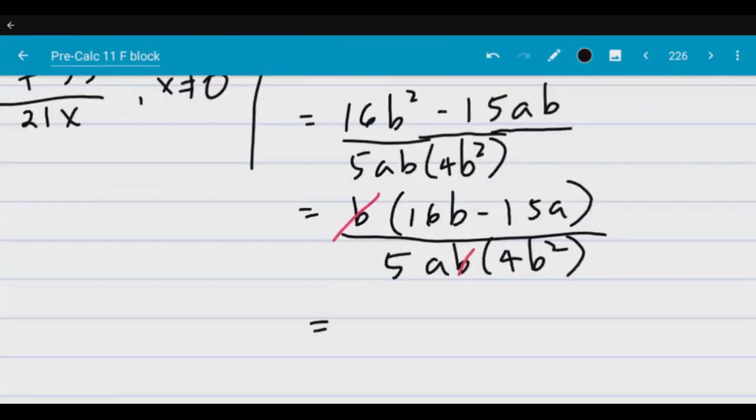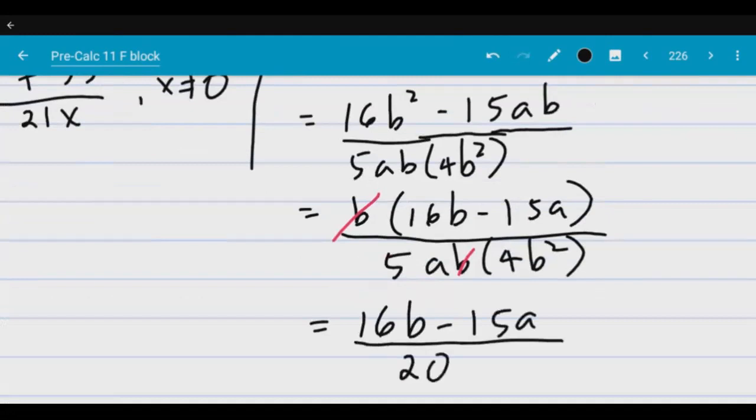So our final answer is 16b minus 15a over 4 times 5 is 20, ab squared. All right, and what would be the non-permissible values? Well, a and b cannot be 0, as you can see here.